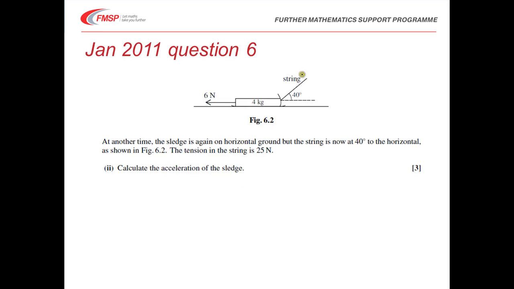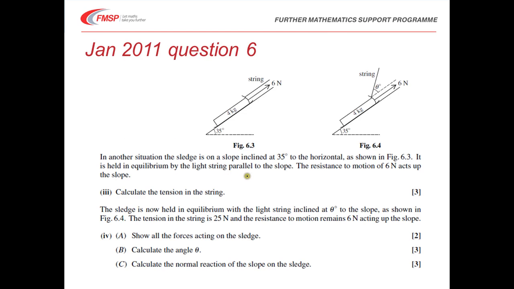The situation is then varied slightly by putting the string at an incline of 40 degrees to the horizontal. They tell us the tension and we have to calculate the acceleration of the sledge. Again, 3 marks. Part 3 and 4 relate to these 2 diagrams. So in part 3, we now have the sledge on a slope inclined at 35 degrees to the horizontal. The string holding it up is parallel to the slope, and we have a resistance to motion acting up the slope. We then have to calculate the tension in the string that's holding the sledge in place.